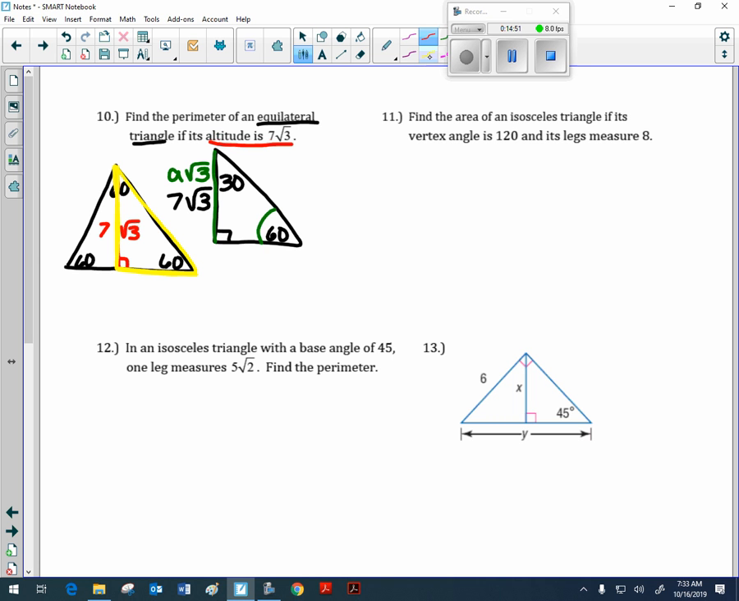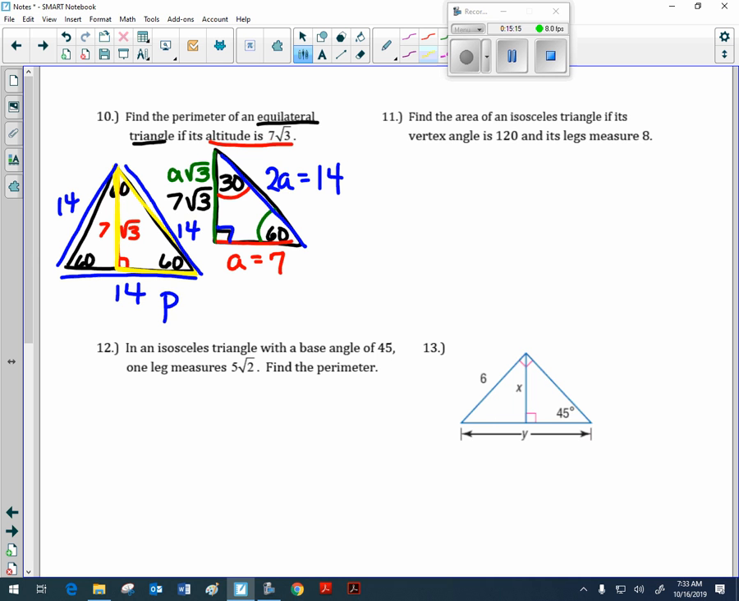That means that A, which is across from the 30, has to be 7, which also means that across from the 90, our 2A side, 2 times 7 is going to be 14. So this side here is 14, which means that this side is 14, and in our equilateral triangle, this is 14, and this is 14. So when they ask me in this question for perimeter, it means I'm adding up all the sides. That's 3 times 14, which is going to give me a perimeter of 42.